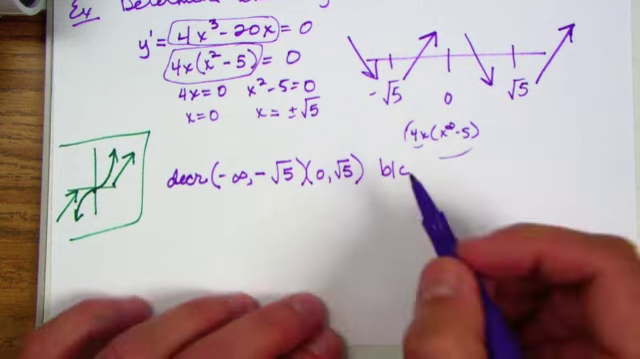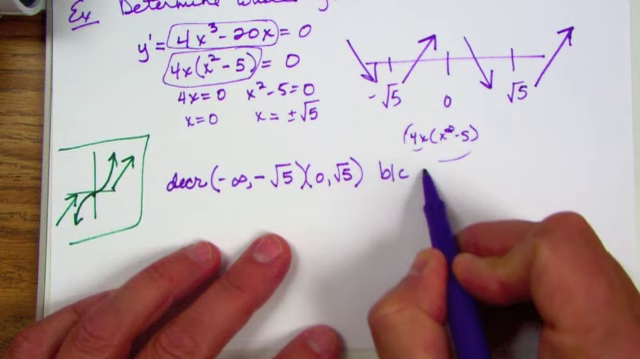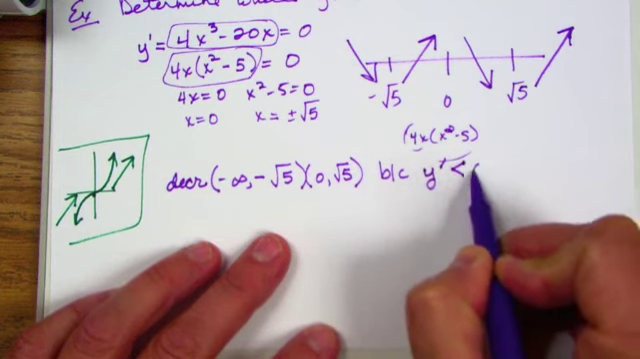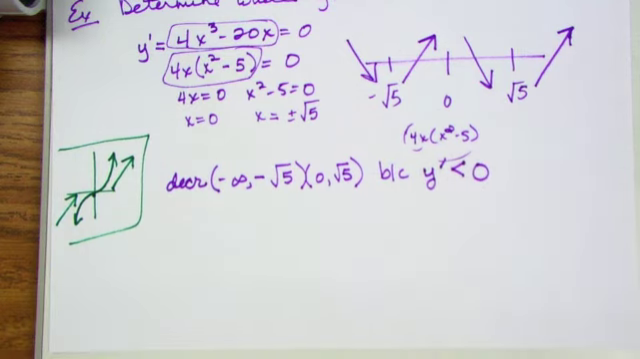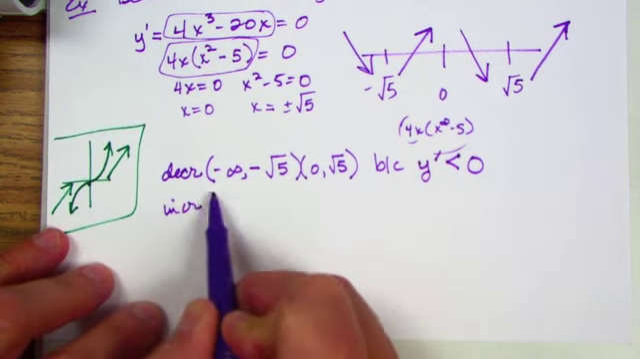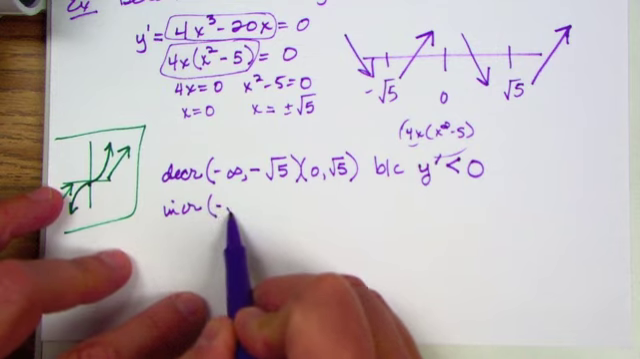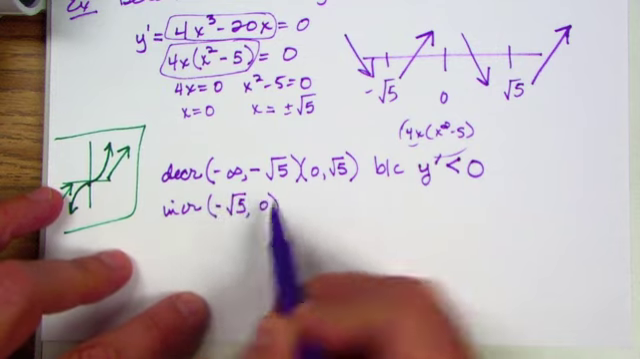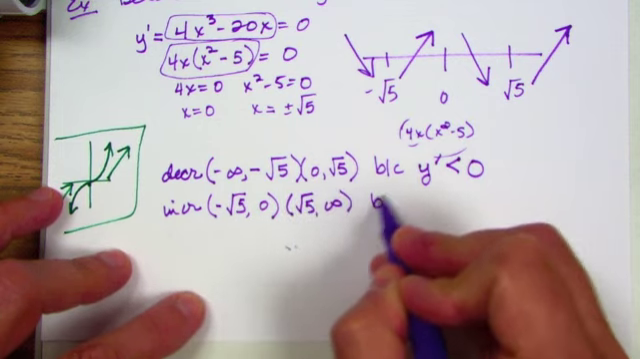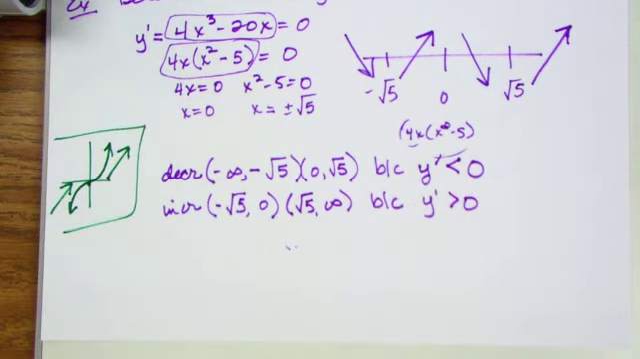They'll always be open intervals, right? Yes, they will always be open intervals. Because what? y prime is less than 0. And it is increasing where? Negative square root of 5 to 0, and square root of 5 to infinity, because y prime is greater than 0.